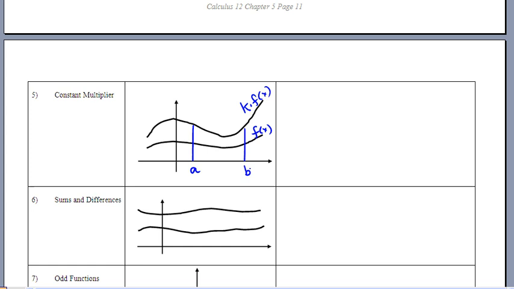So here's the rule for constant multiplier. It's the same rule that we had for doing derivatives, which was this. Constants. I gotta learn how to spell. Try that again here.